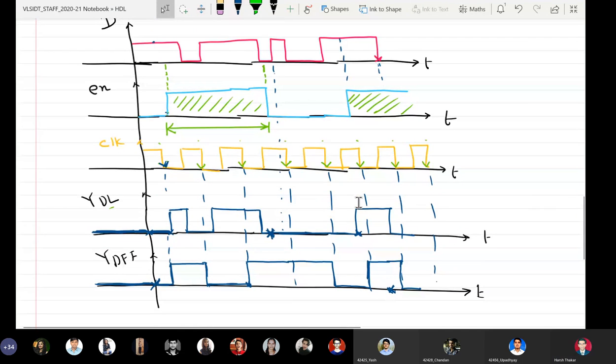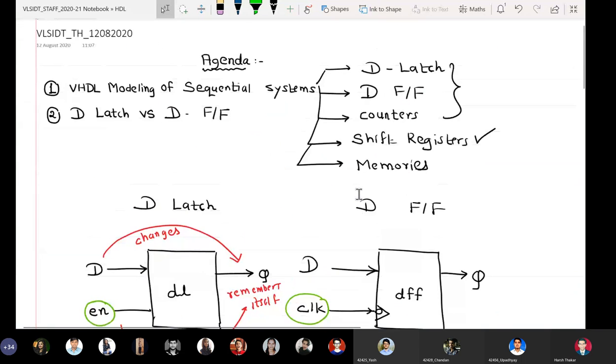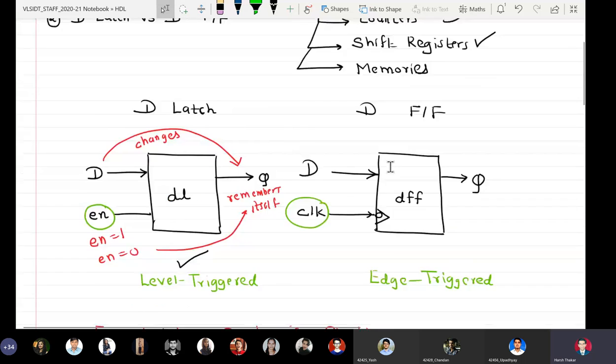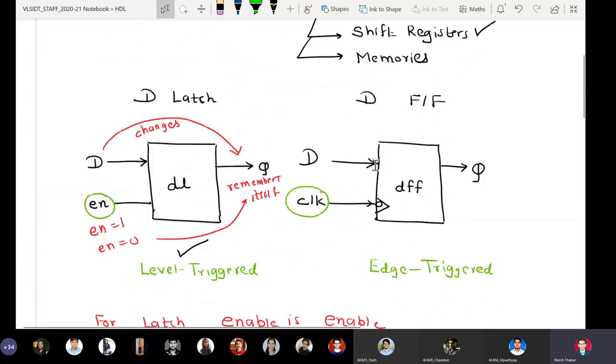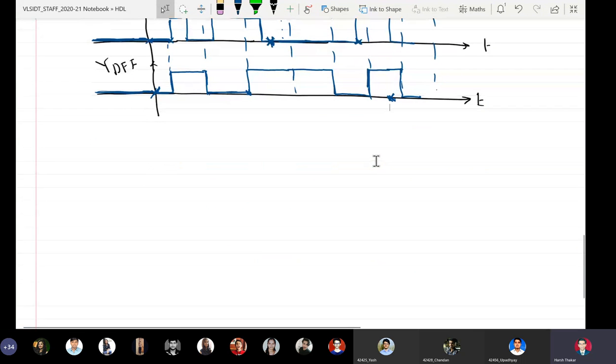Any questions? Any questions till now? No. Okay, so this was the main difference between D latch and a D flip-flop. Now we are interested in doing the modeling. So now we go to Shivam Upadhyay's point that, sir, I feel that D latch is actually a combinational system. So we'll come to his point now.